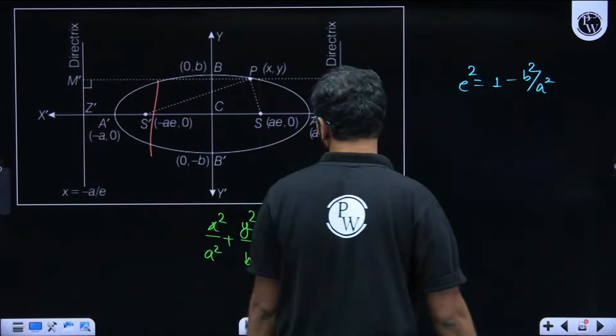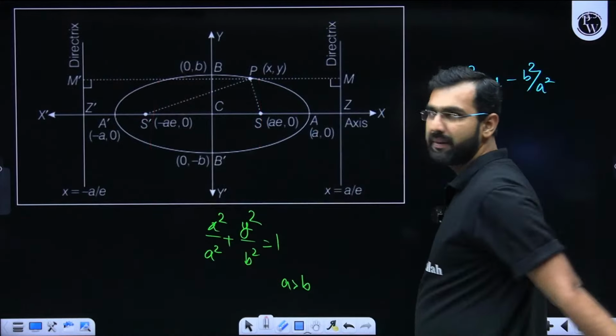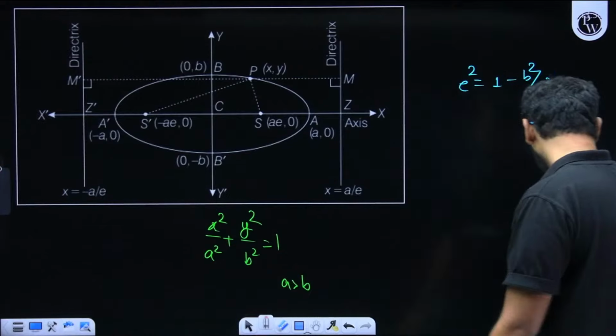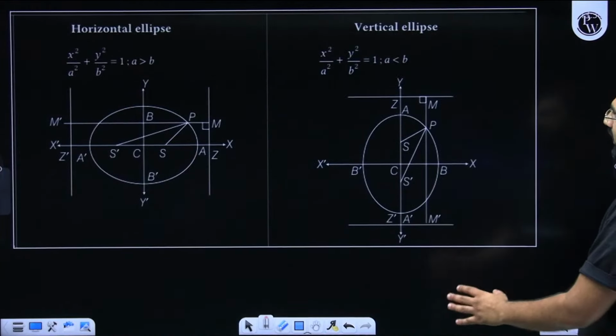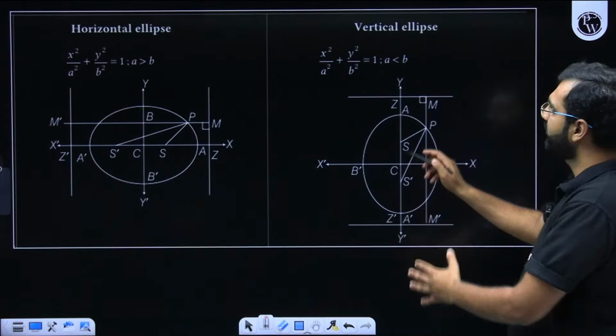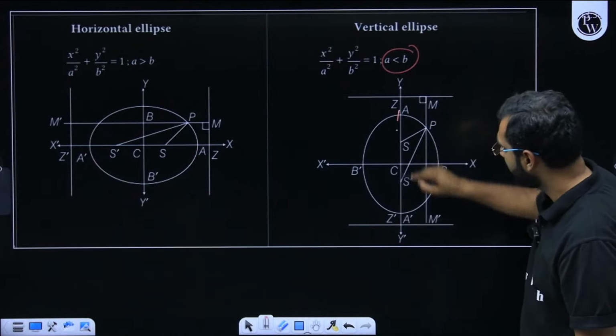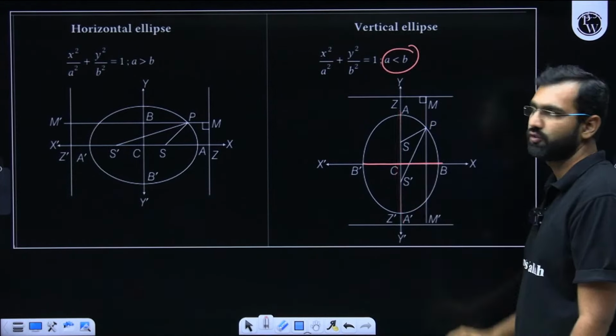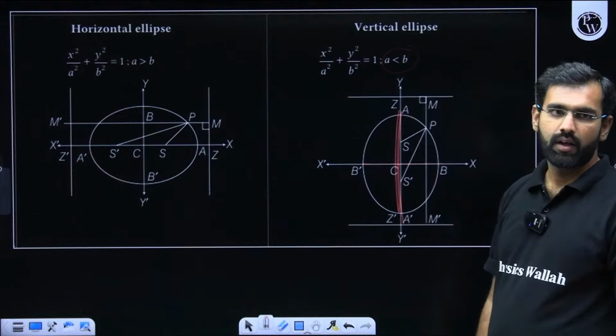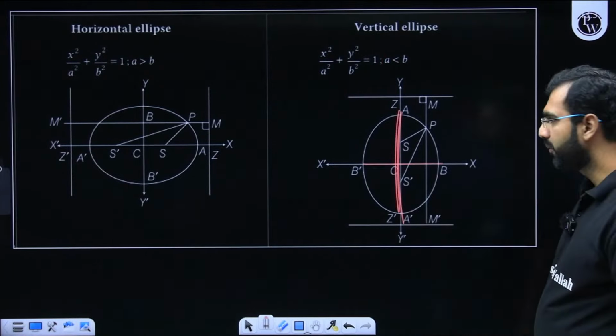Parametrically, any point if you want to take, you can take it as (a cos theta, b sin theta). I hope you remember that very clearly. That is something I think we have discussed. So if it is a vertical ellipse, in that case, a will be less than b. In that case, major axis will be y-axis, minor axis will be x-axis. Are you all listening and understanding, everyone, all the participants?